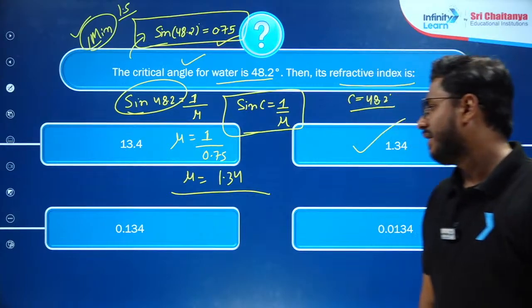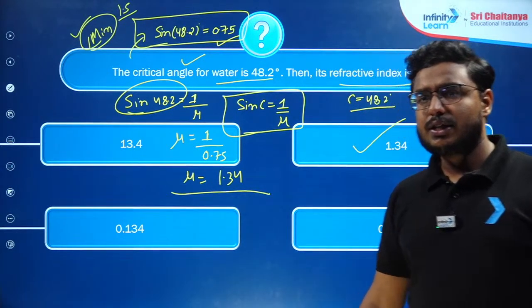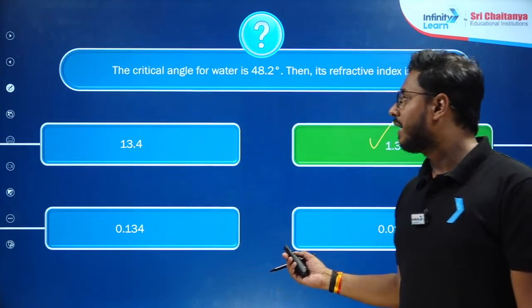Calculation, you can do it. I think it is easy. 75 by 100, basically it is, right? Let's move ahead with the next question.